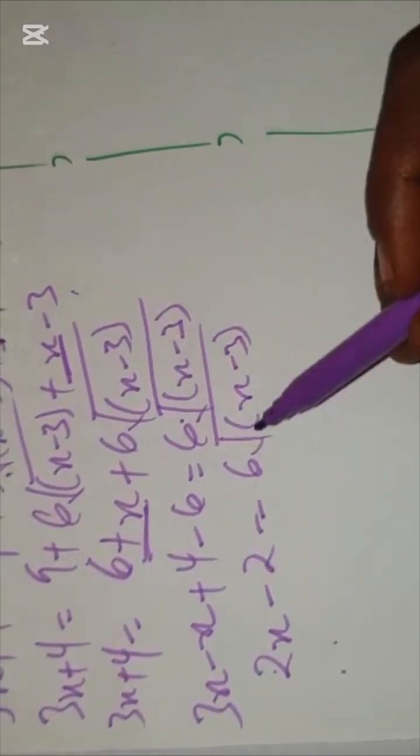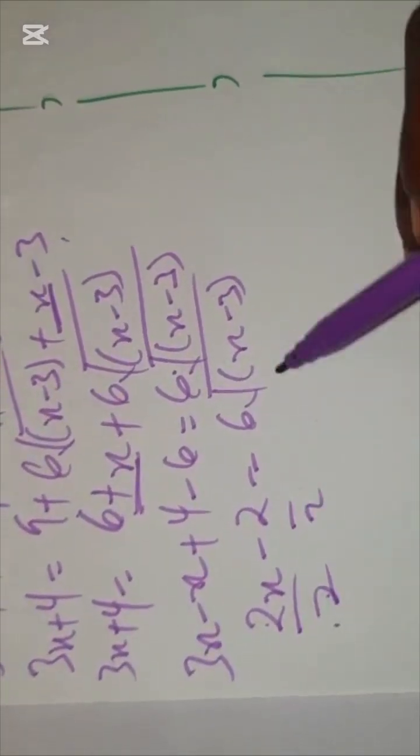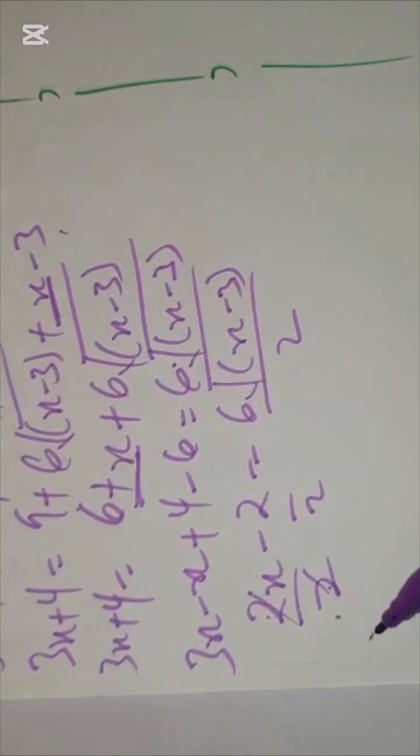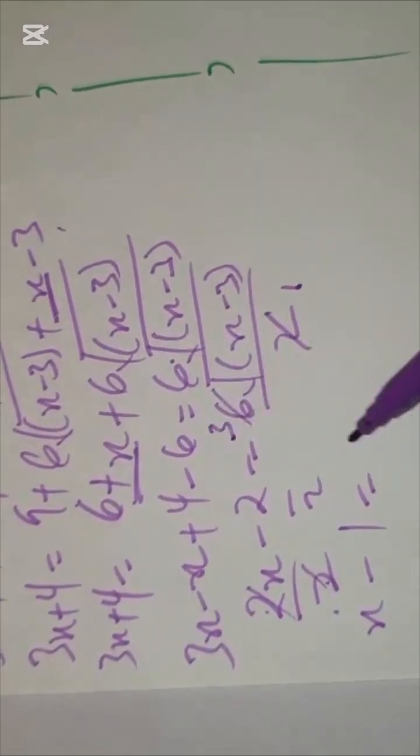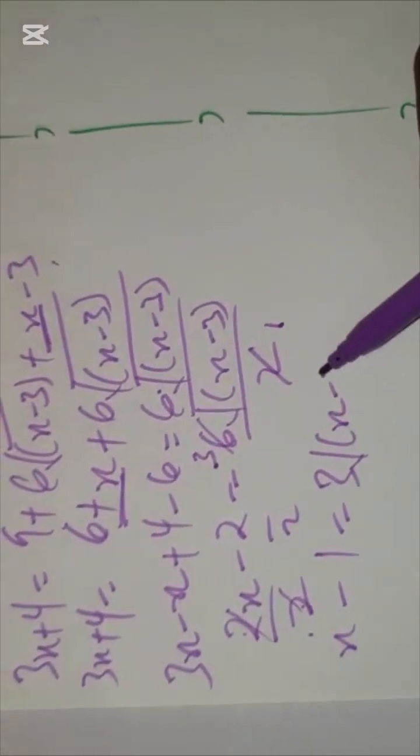Remember, we have to simplify. So divide both sides by 2. This gives us x minus 1. 2 goes here 1, goes here 3. So 3 root of x minus 3.